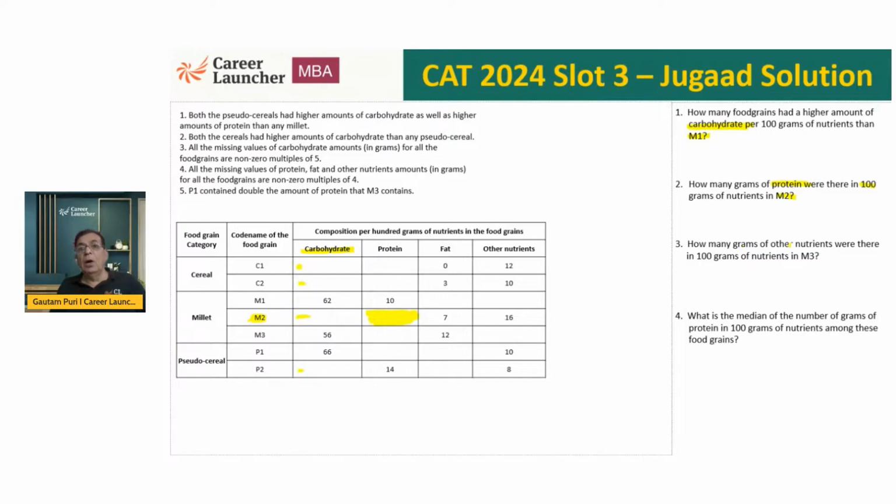Third question: how many grams of other nutrients were there in 100 grams of MC? As far as MC is concerned, this is important to me. Other nutrients. And when I can find this, I can find the amount of protein in MC also, because question 4, if you remember, needs the median of the number of grams of protein in 100 grams. So what do we need? We need all protein values and all carbohydrate values. Essentially we need these two. Okay? Let's now start reading.